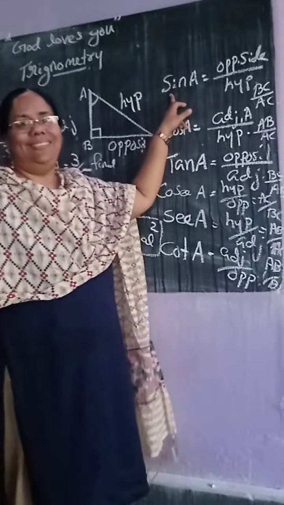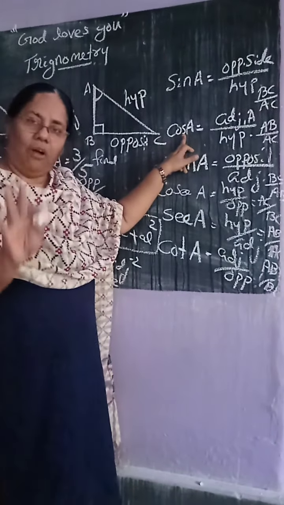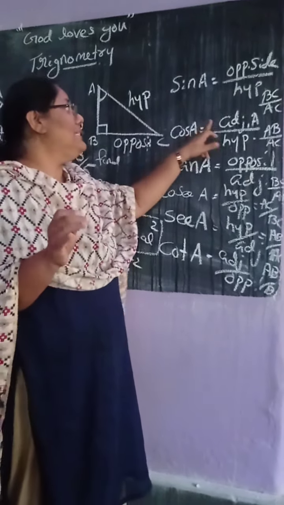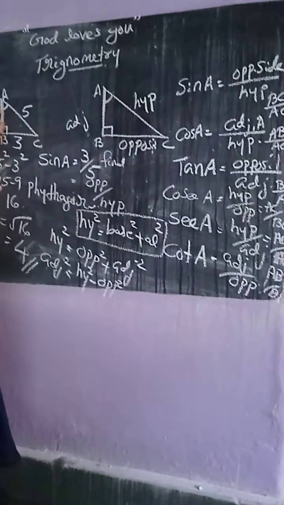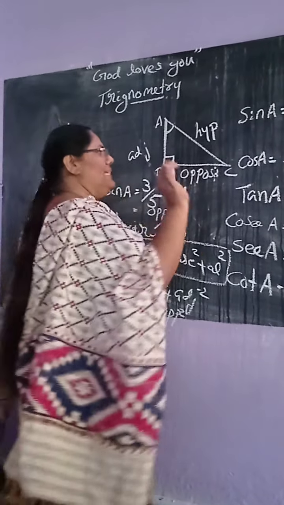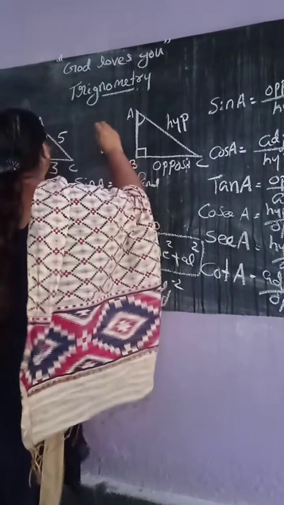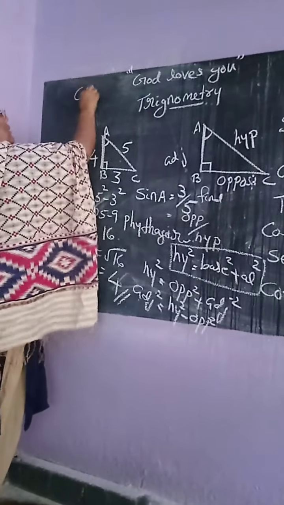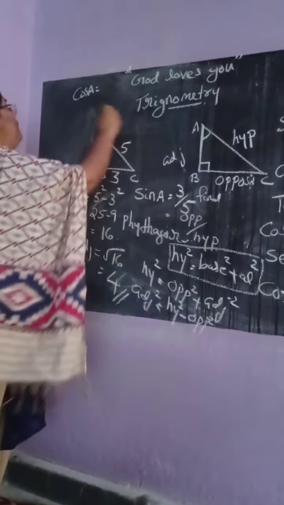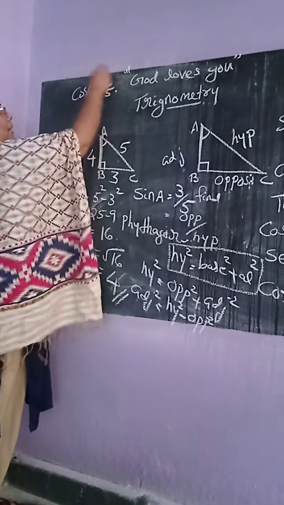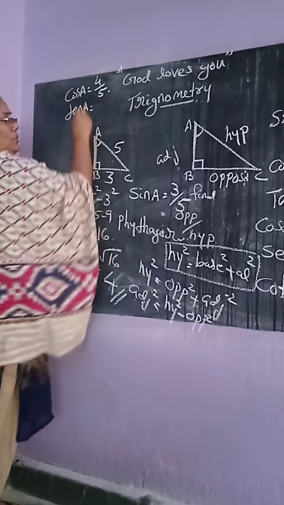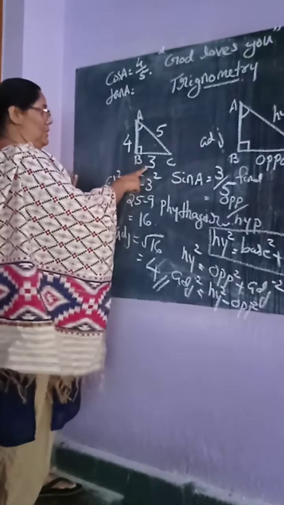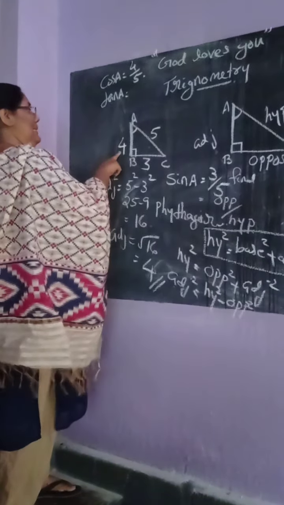Now, come to the point. Sin A is given, isn't it? We need cos A. Write the formula also. Cos A, what is the formula? Cos A is adjacent by hypotenuse, that is 4 by 5. Then what is tan A? Tan A is opposite by adjacent. What is your opposite? Opposite is 3, adjacent is 4.